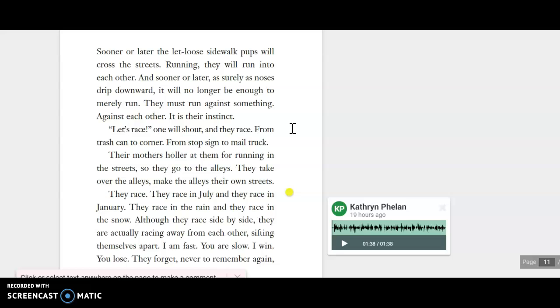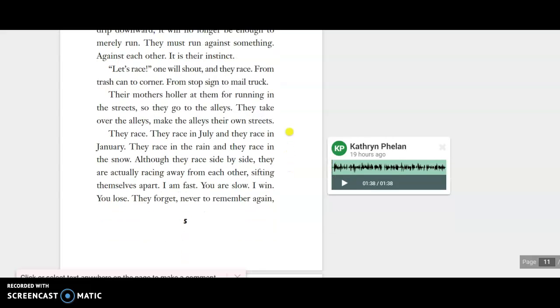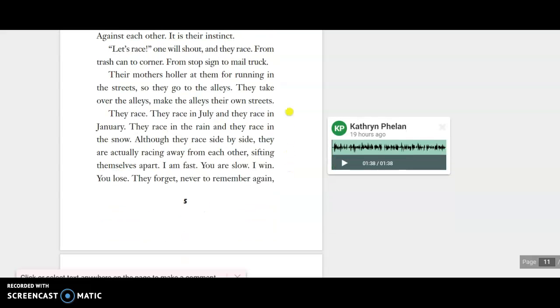Let's race, one will shout, and they race. From trash can to corner, from stop sign to mailbox. Their mothers holler at them for running in the streets, so they go to the alleys. They take over the alleys, make their alleys their own streets. They race in July, and they race in January, they race in the rain, and they race in the snow, and they race side by side. They are actually racing away from each other, shifting themselves apart.